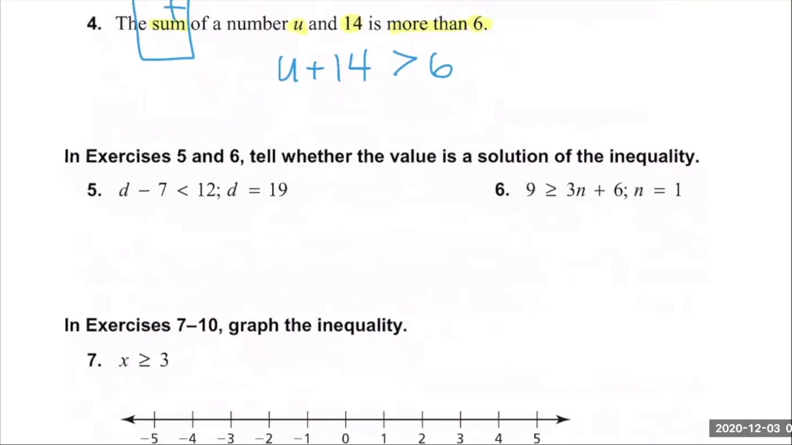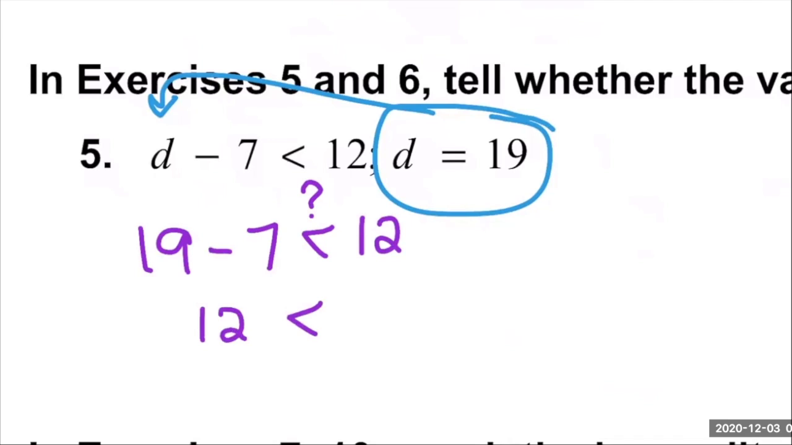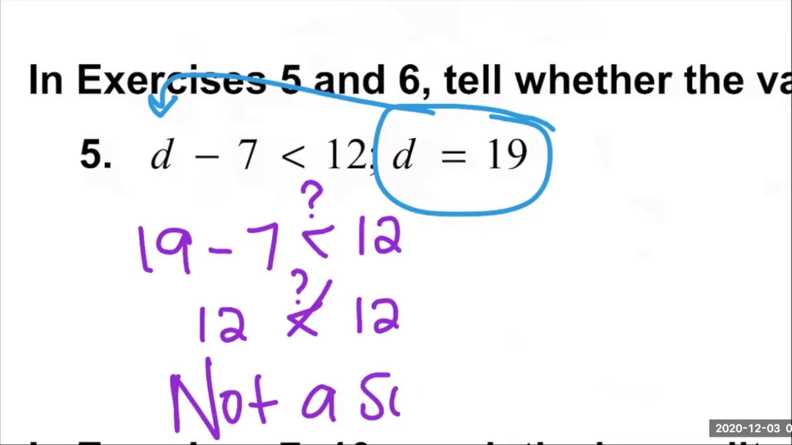All right, so I'm going to do 5 with you and then pause so you can do 6. So on 5 and 6, all we're doing is taking what they tell us and we're going to plug it in for the variable and then see if it satisfies the inequality. So for this one, I have 19 minus 7, and I have to see if that is less than 12. 19 minus 7, well, that gives me 12. And I'm supposed to see if 12 is less than 12. No, so this would be not a solution.